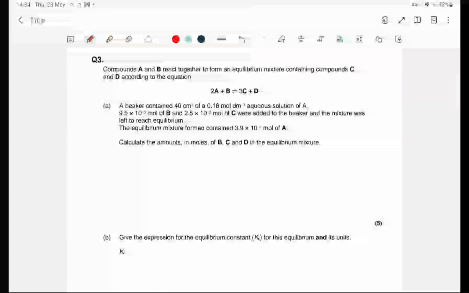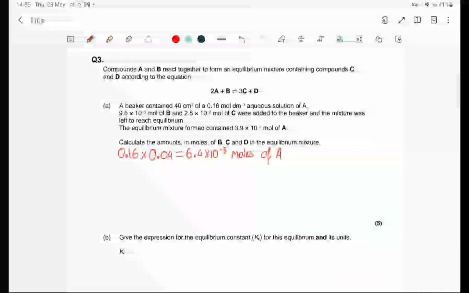For something like this, you're going to want to do an ICE table, but before you can do an ICE table, you need to work out the moles of everything initially. Two of the things, B and C, you're given the moles of, but A, you're given the concentration of. So start by working out the moles of A. You know the concentration and the volume, multiply those together to get the number of moles of A. So you have 6.4 times 10 to the minus 3 moles of A.